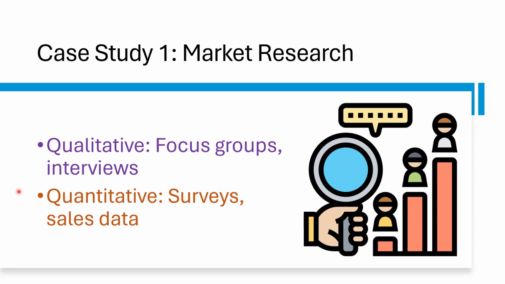On the other hand, quantitative data is gathered through surveys with rating scales, allowing the company to measure customer satisfaction, brand awareness, and market share. Sales data provides numerical evidence of performance. Together, these data types give a comprehensive view of the market.